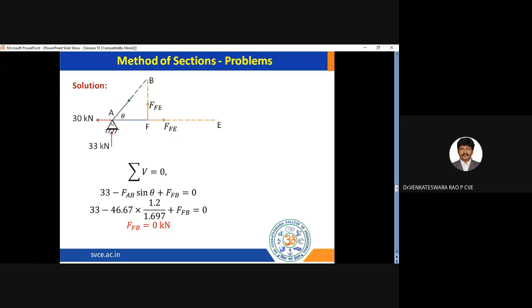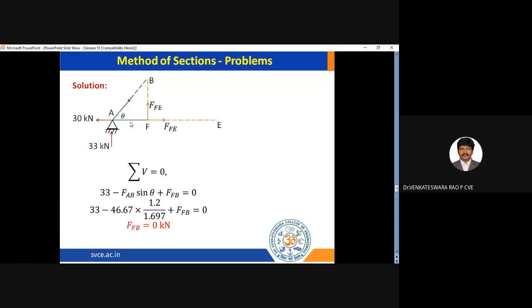FB is not passing through joint A. Fine, this is there in the picture now. So if I take moment about A, the AB member moment, the force of AB member moment about A is zero, and AF also the moment is zero. Neither comes into the equation.